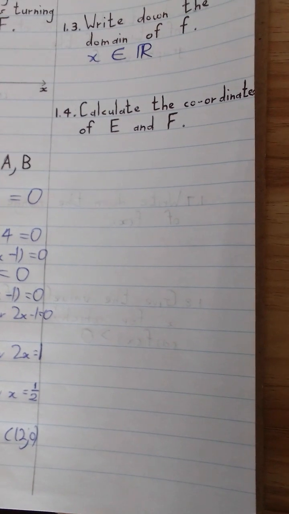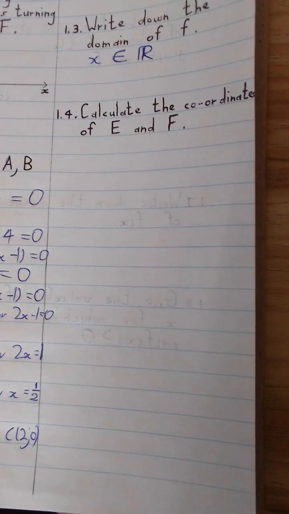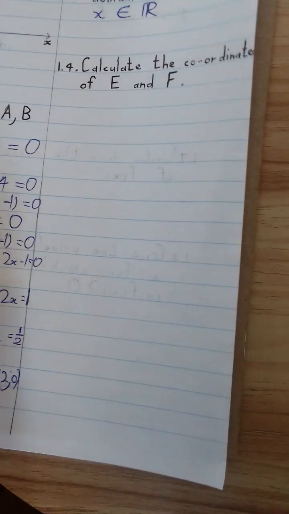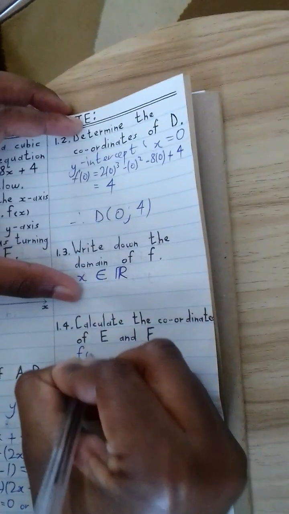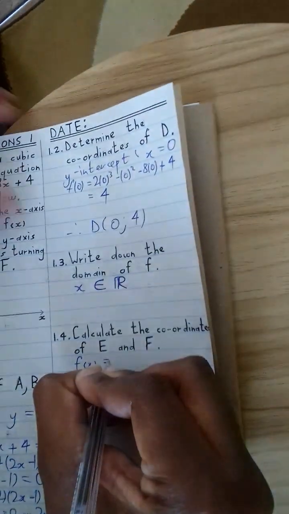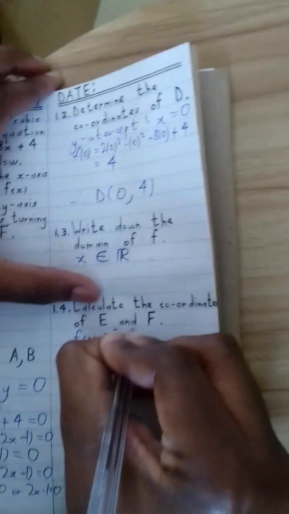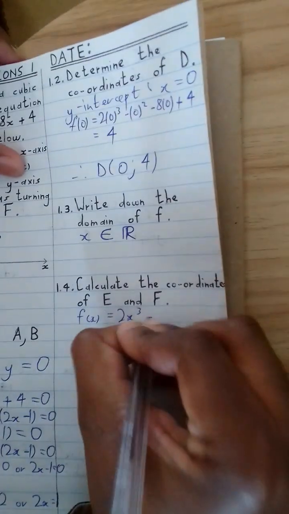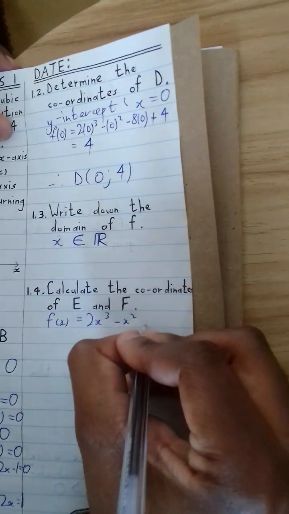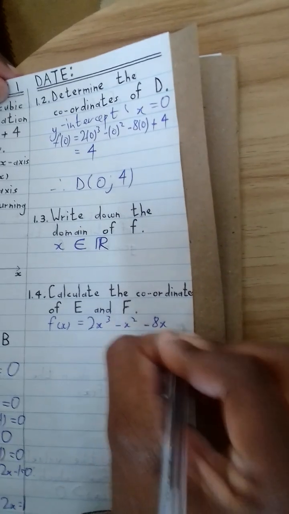1.4 states, calculate the coordinates of E and F. You know that E and F are the turning points or the stationary points. So we know the function: 2x cubed minus x squared minus 8x plus 4.